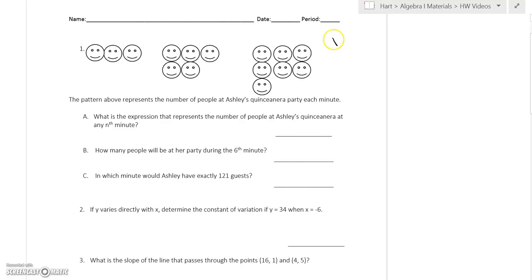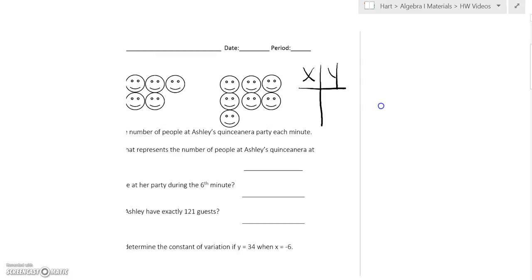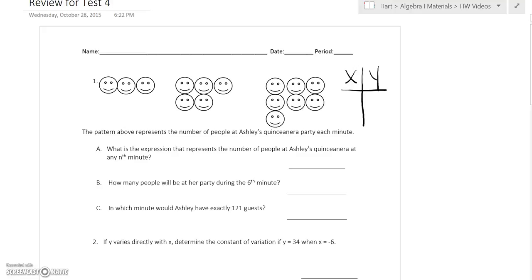So first, you should write a table. So in the first minute, there are 3 people, because there's 3 smiley faces. In the second minute, there are 5, and in the third minute, there's 7.